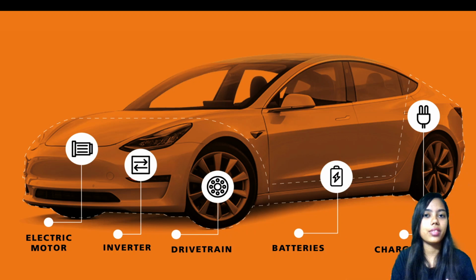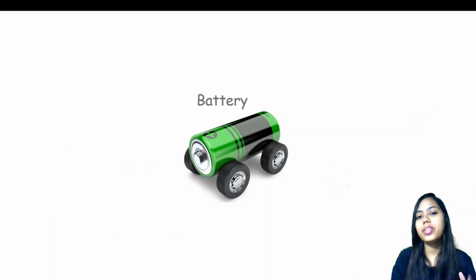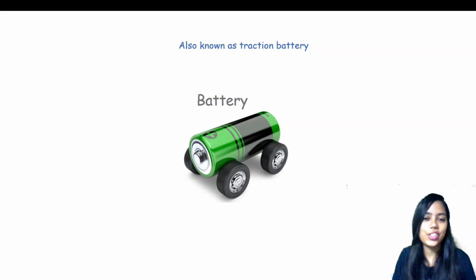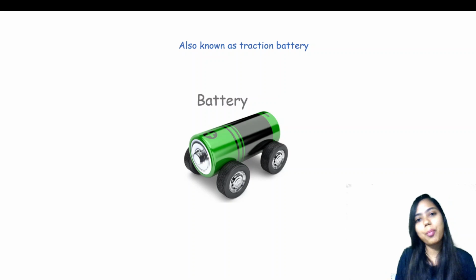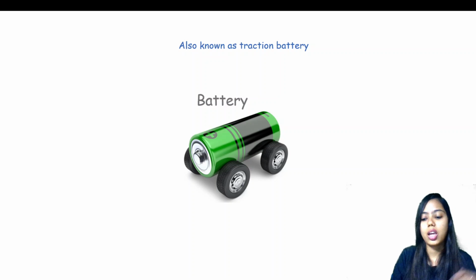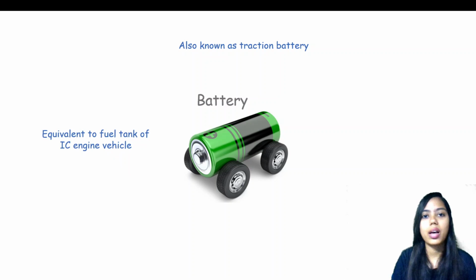So let us begin with the very first component, that is the battery. In the context of EVs, the battery used for traction purposes is also known as the traction battery. It is a secondary type of battery, which means it is rechargeable. And if we compare it with IC engines, just replace the fuel tank with battery packs.